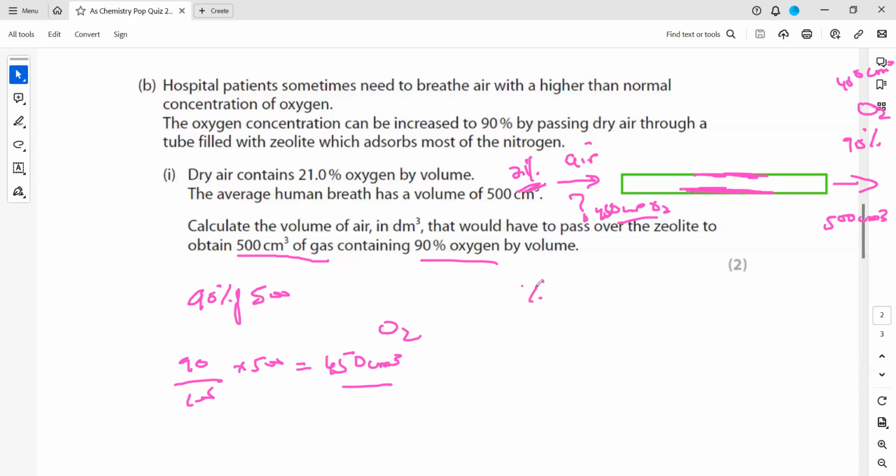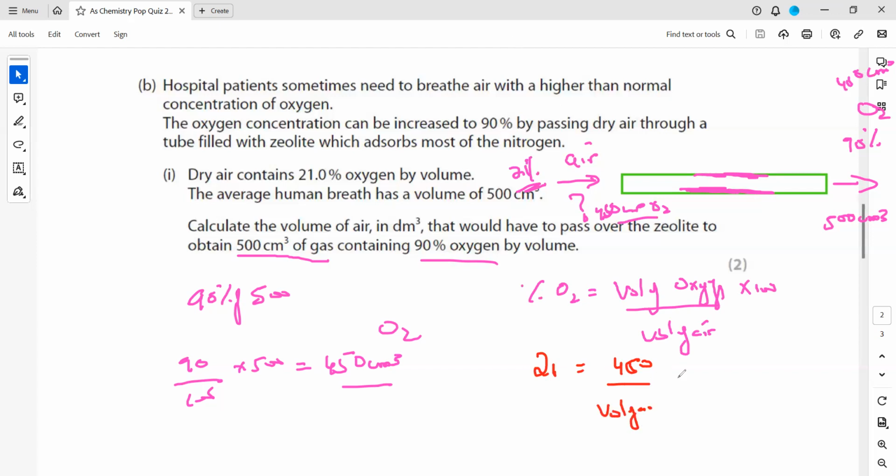So we have the formula: percentage of oxygen equals volume of oxygen in air divided by volume of air, times 100. What is the percentage of oxygen in air? That is 21%. What is the volume of oxygen? That is 450. The volume of air we don't know, multiplied by 100. If we need the volume of air, it will be 450 multiplied by 100 divided by 21. When we simplify, that will give us the answer in cm cube.